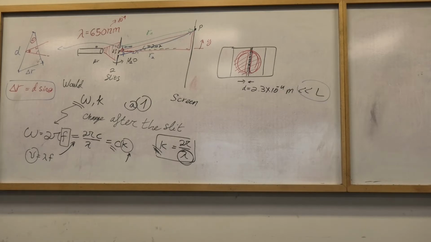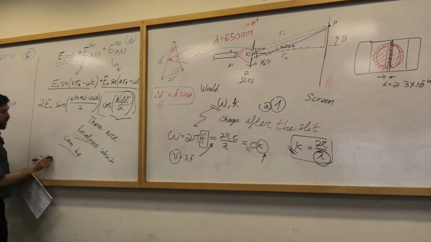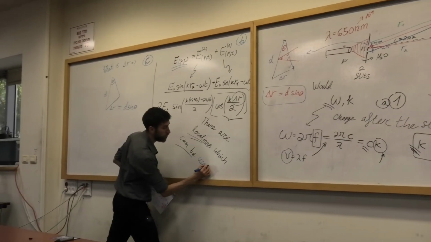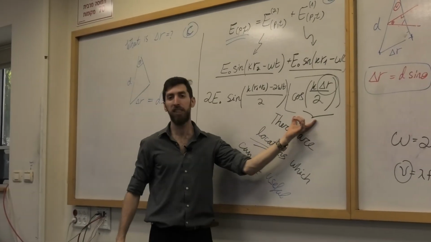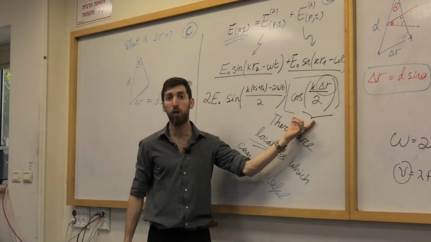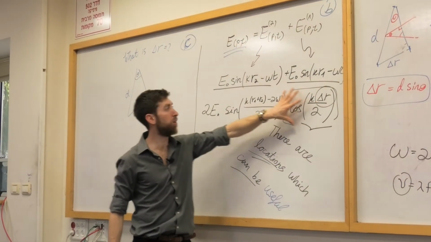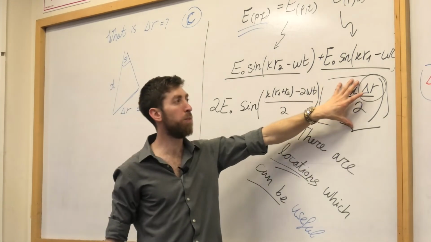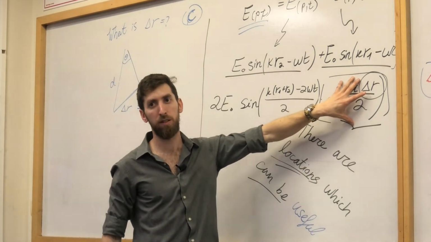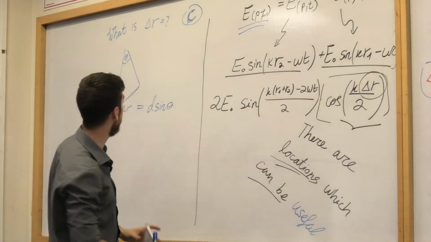There are locations which can be useful, important, interesting, because this thing is only relevant to space, not time. So at any time, if for example this is 0, I don't care what's happening in time. And if I want to see the maximum, only when this is maximum can I see it. So which are useful, interesting, unique, okay?